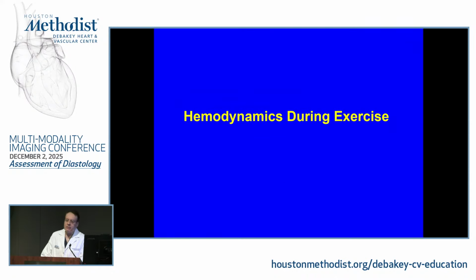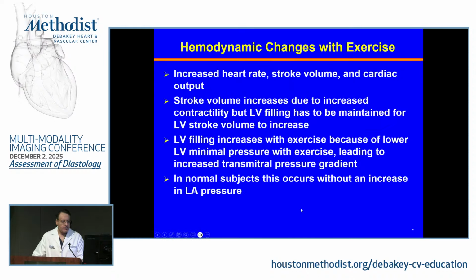Let's talk about hemodynamics during exercise, because there are individuals that we want to do a diastolic exercise echo. So the normal response for exercise is that the heart rate increases, left ventricular contractility increases. As a result, the stroke volume increases. If you increase both heart rate and stroke volume, then cardiac output goes up.